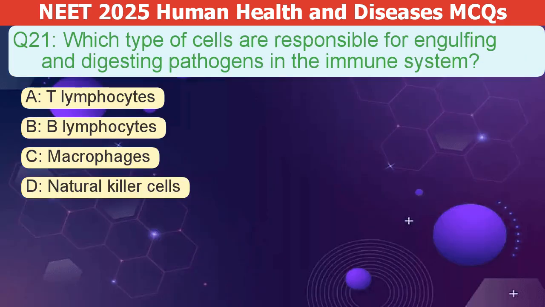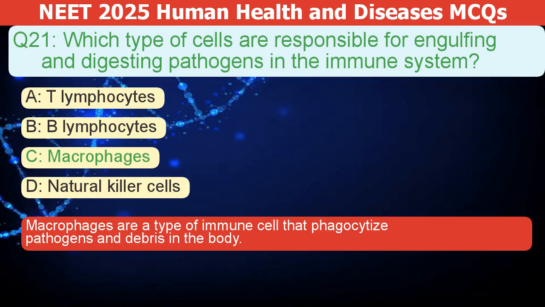Which type of cells are responsible for engulfing and digesting pathogens in the immune system? A. T lymphocytes. B. B lymphocytes. C. Macrophages. D. Natural killer cells. The correct answer is C. Macrophages are a type of immune cell that phagocytizes pathogens and debris in the body.